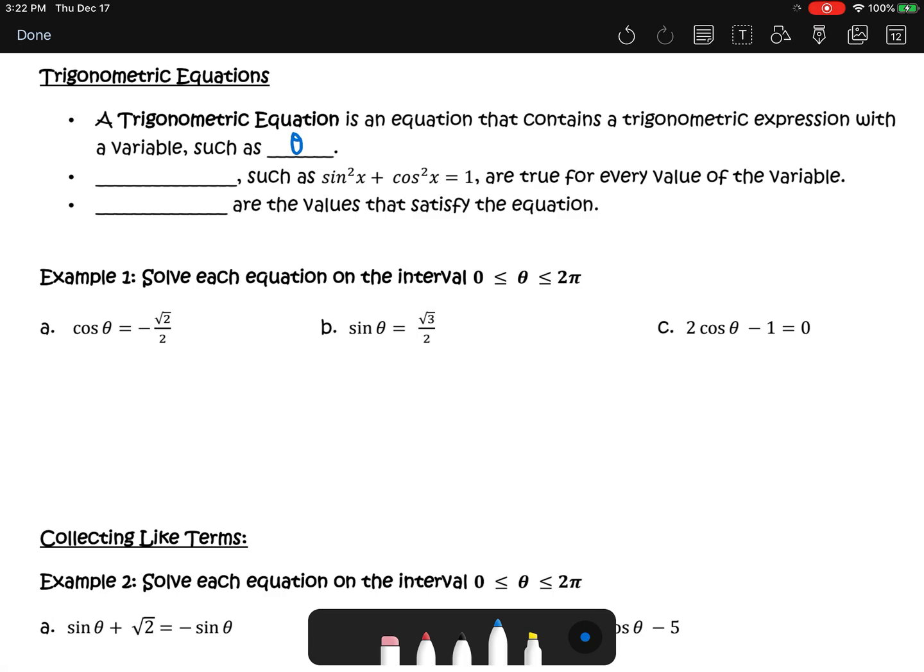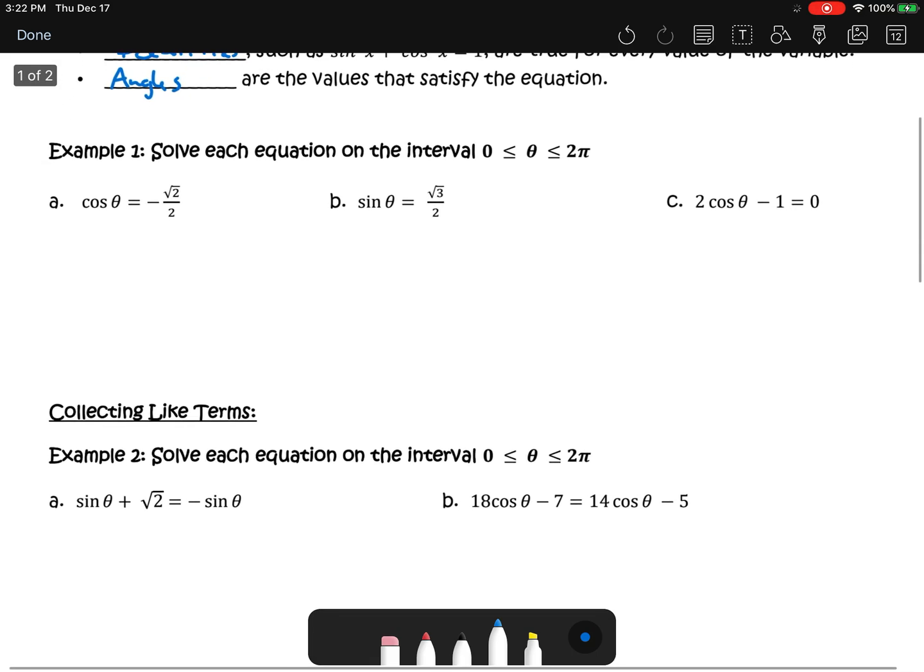Now, blank, such as sine squared x plus cosine squared x equals 1, are true for every value of the variable, and that would be identities are all true. And blank are the values that satisfy the equation. So these would be angles. So the angles are the values that satisfy the equation.